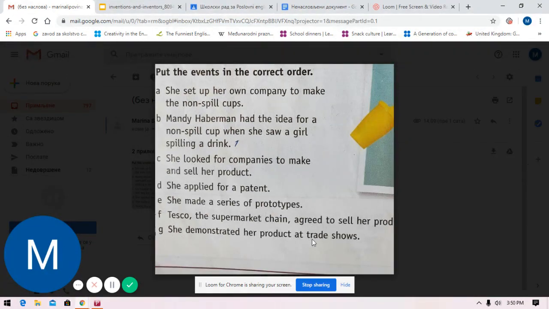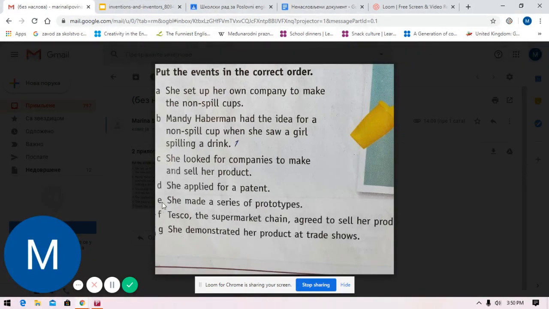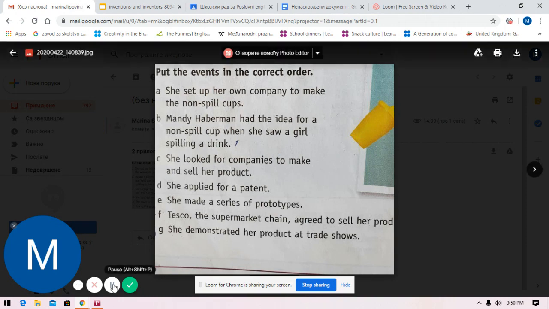She got about 10,000 pounds, so she invested them where she set up her own company to make the non-spill cups. And finally, where did she arrive? Yes, she arrived or got to Tesco, the supermarket chain that agreed to sell her product.